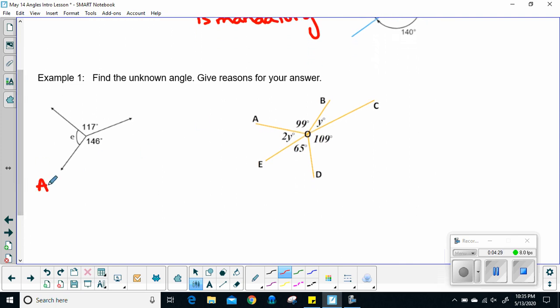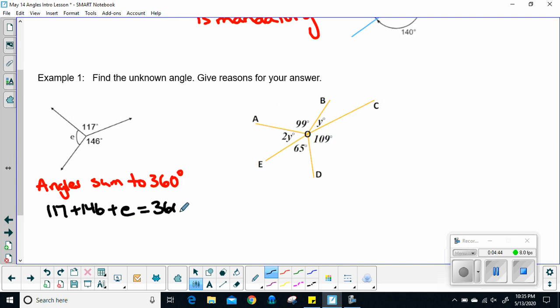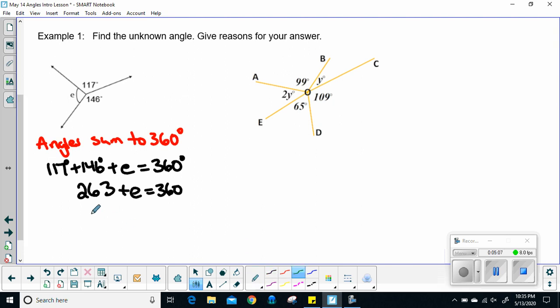So I know that angles sum to 360 degrees. So that means that 117 plus 146 plus the letter E equals 360. So now I can put my numbers together and I can solve. So let's see, 117 plus 146 equals, oh, look at all this awesome, algebra skills are going to come into play, 263. Plus the letter E equals 360. To finish solving, we're going to want to minus that 263 from both sides. That leaves me with E equals 97 degrees. And no, don't take out your protractor because these are never, ever, ever drawn to scale.